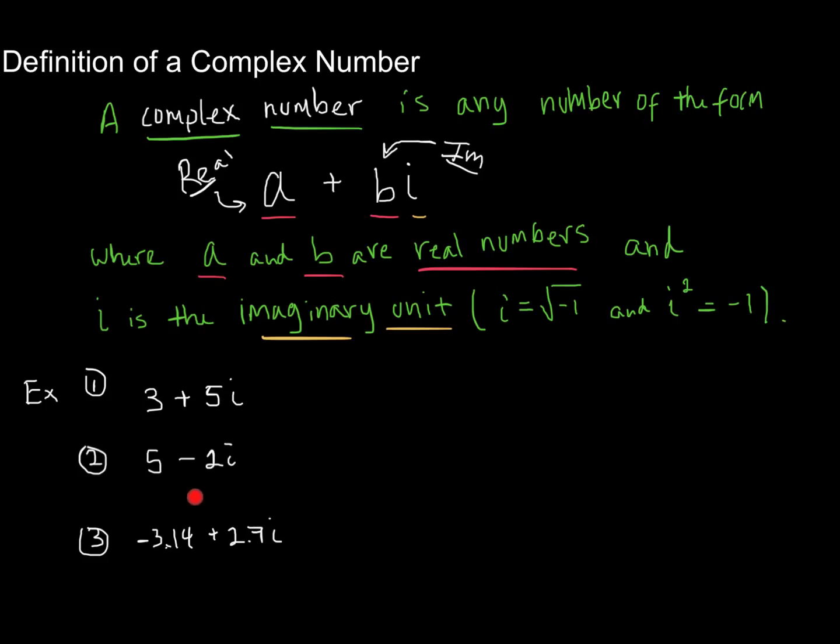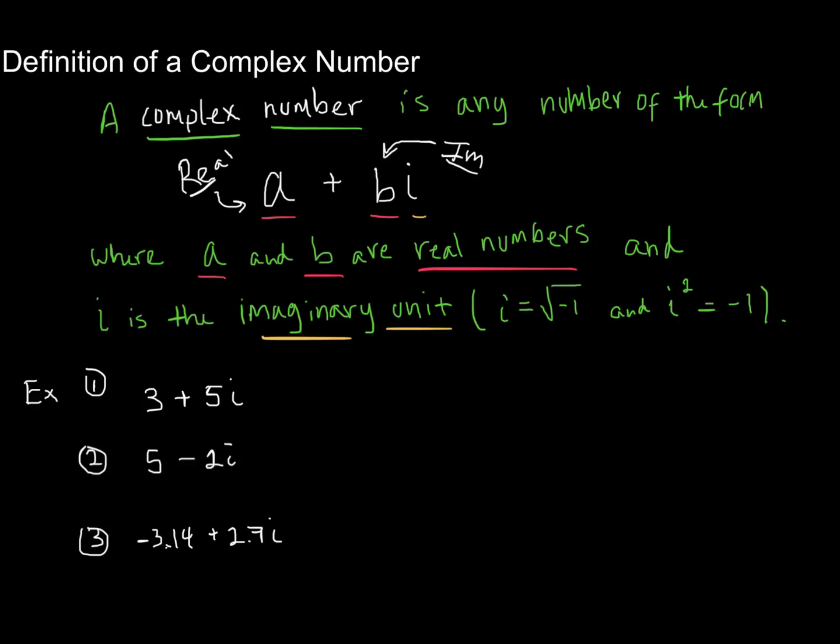Okay? Here's another example. In this case, the real part is 5, and the imaginary part, be careful, is negative 2, because I am adding a negative value, making it minus 2i. So the way we would read this is 5 minus 2i, or 3 plus 5i in that case. Another example, negative 3.14 plus 2.7i. The real part is negative 3.14, and the imaginary part is 2.7.